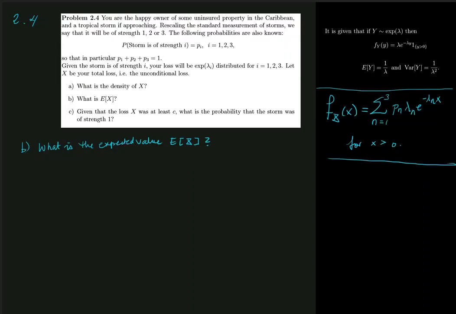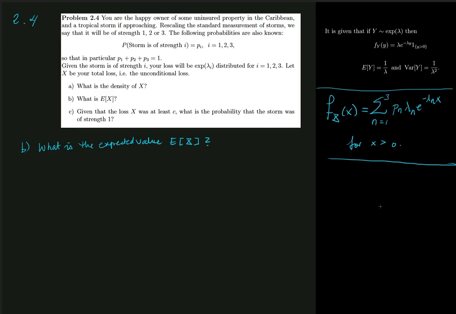Welcome to part B of problem 2-4. So you might recall that in part A, we found the unconditional density of X, which was just given as the sum of a weighted average of the conditional densities, where we weighted each of the conditional densities with the probability that exactly that conditional density would be the one in play. So now we need to find the expected value, the mean, of x.